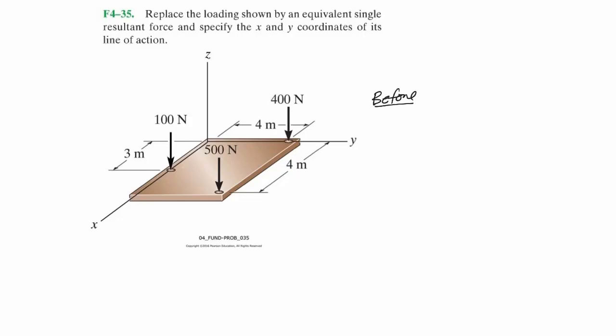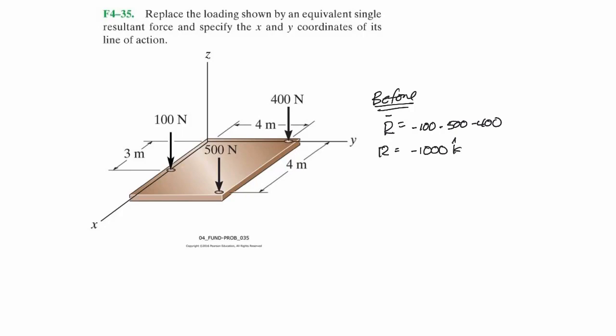Before condition is going to be equal to the resultant, and that's going to be equal to, because they're all going in the negative z direction, negative k, minus 100, minus 500, and minus 400. So those are going to be equal to minus 1000 in the k direction.